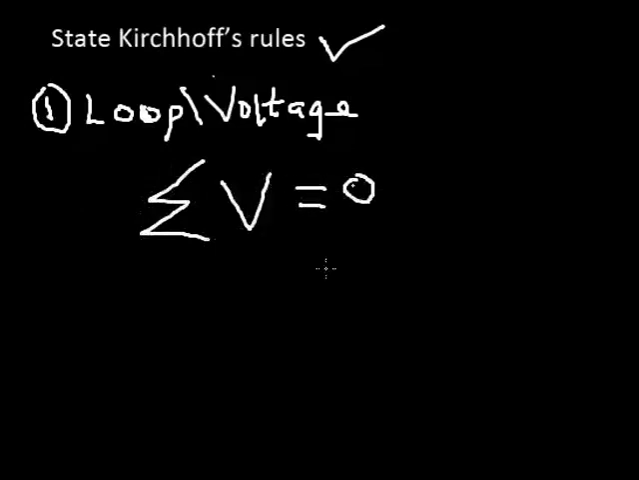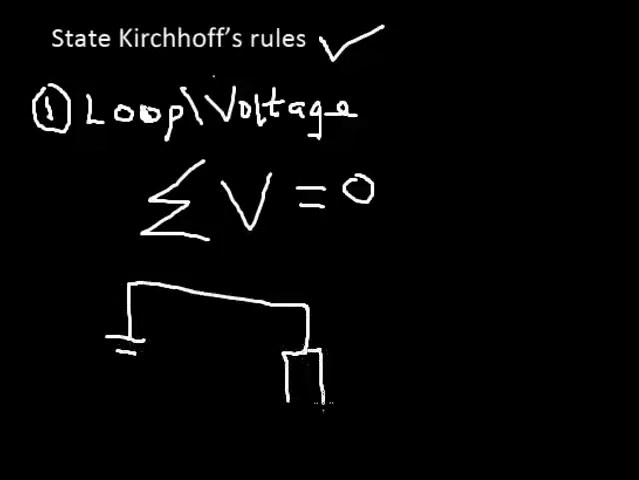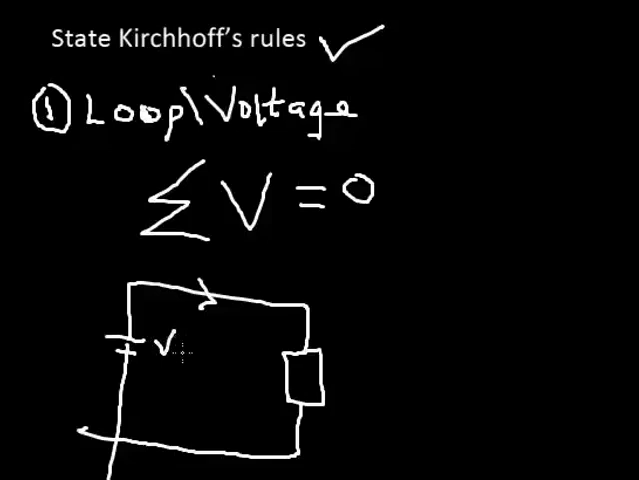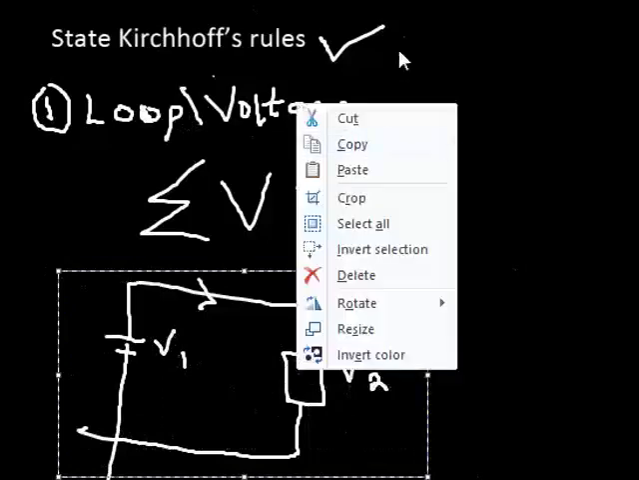Now the question is, what is a loop? A loop is simply a closed path that current travels. For example, a resistor connected to a battery is a loop, because current goes like this and returns back. So the total voltage, if I sum all the voltages in a loop, let's say this voltage is V1 and this voltage is V2, with their signs, it will always be equal to 0. So that is the Kirchhoff voltage or loop rule.